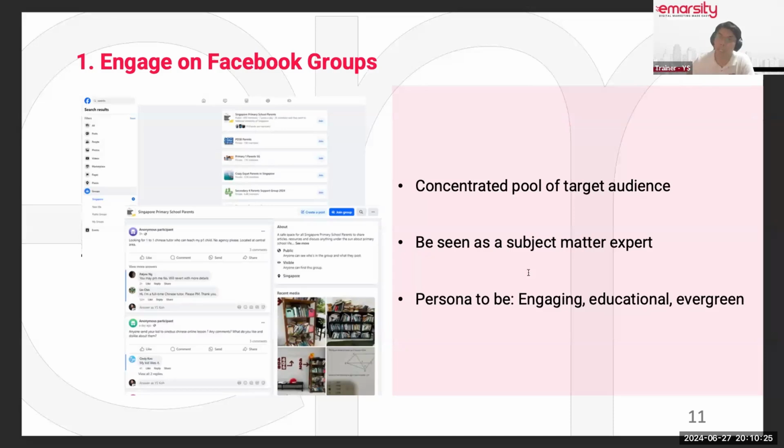For instance, here it's a bit small on the screen, but basically I searched for parents. You can see Singapore primary school parents, expecting parents, Sec 4 parent support group. So you can see very focused groups of your target audience.